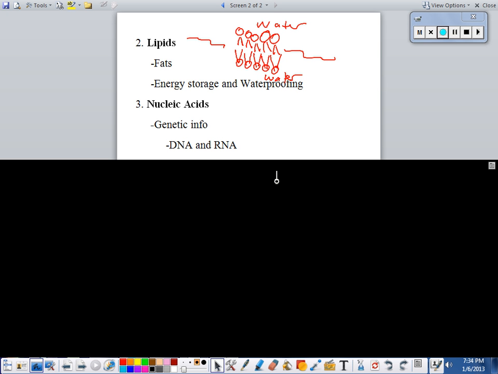And then traits also have to be passed on. So when offspring are formed, nucleic acid is involved. Nucleic acids are involved in transporting those new traits to the new living thing. And DNA and RNA are very similar.